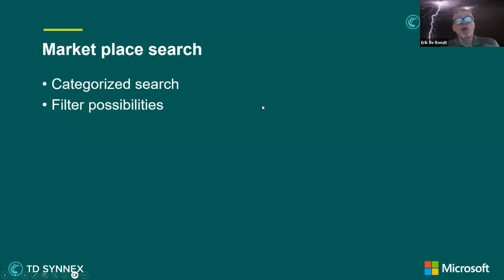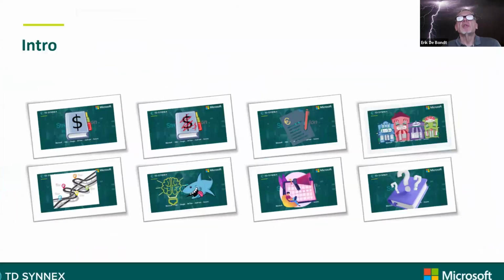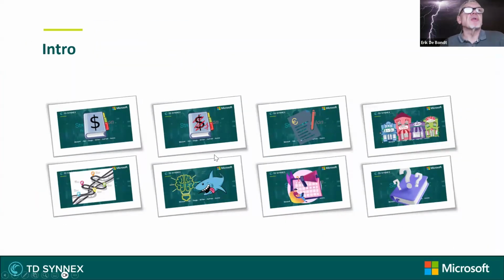So the marketplace, categorized search. You can basically put in a name or a product ID. You get the two panes where you can first select further, or on the right side, immediately select the product you want with the filter possibilities. So that was as a starter.